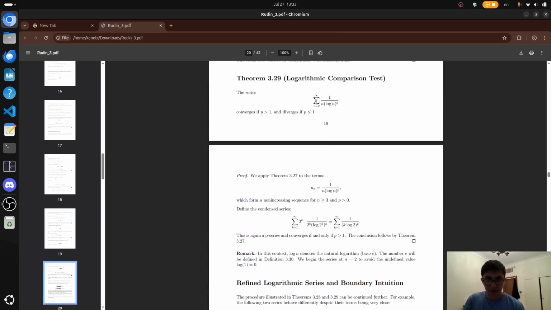And we're using the Cauchy condensation test here again. It's going to give us this. And we know 1 over k^p converges, and it's just 1 times 1 over (log 2)^p. And this is going to converge for p greater than 1.